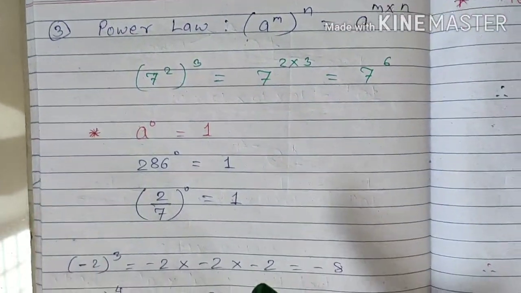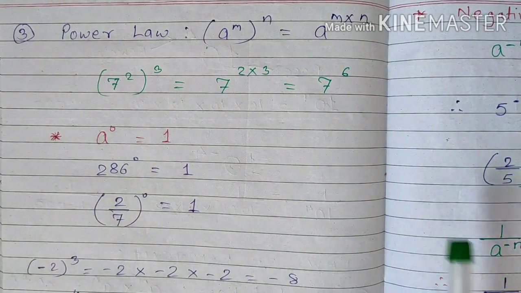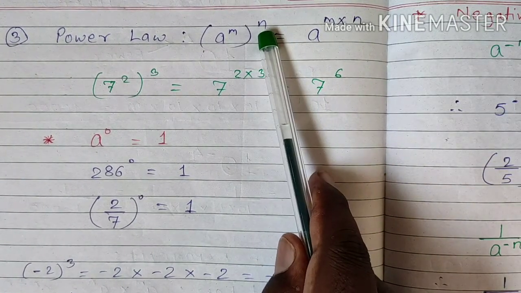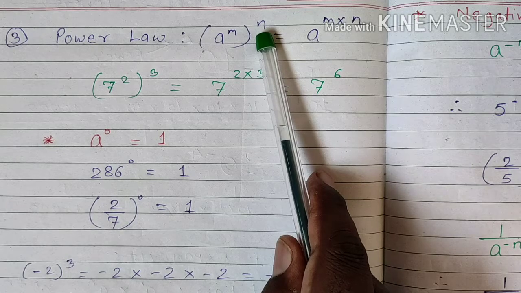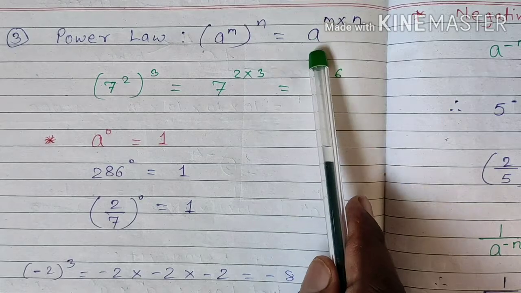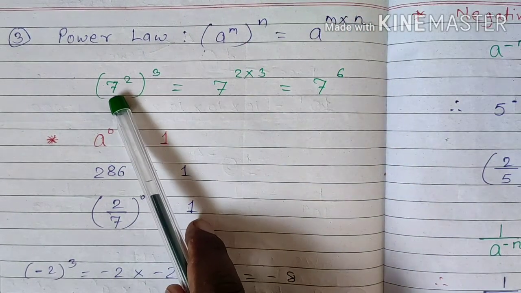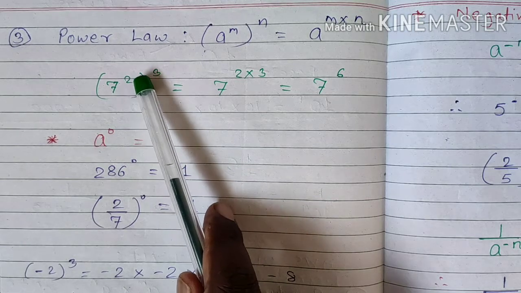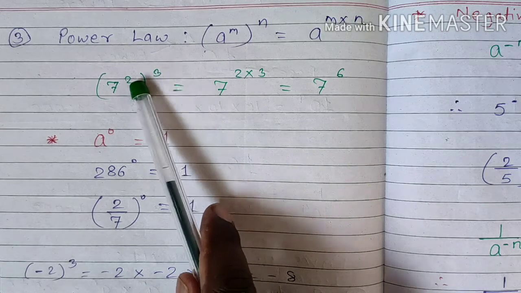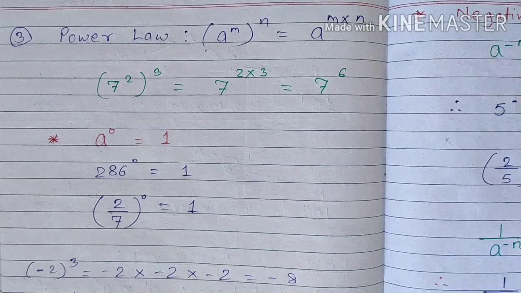Now next, the power law. See, what is this power law? A raised to m, and again it is raised to n. Okay. In that case there will be the multiplication of these two powers, a raised to m multiplied by n. For example, 7 raised to 2 and everything is raised to 3. So it becomes 2 multiplied by 3, that is 7 raised to 6.